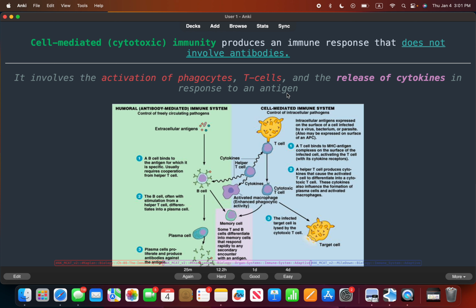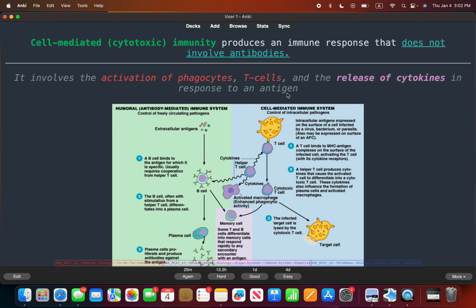So it involves the activation of phagocytes, T cells, and release of cytokines. Your phagocytes need to be activated. This happens with cell-mediated immunity. Your T cells also need to be activated. This is also with cell-mediated, cytotoxic immunity. And your cytokines need to be released in response to an antigen.